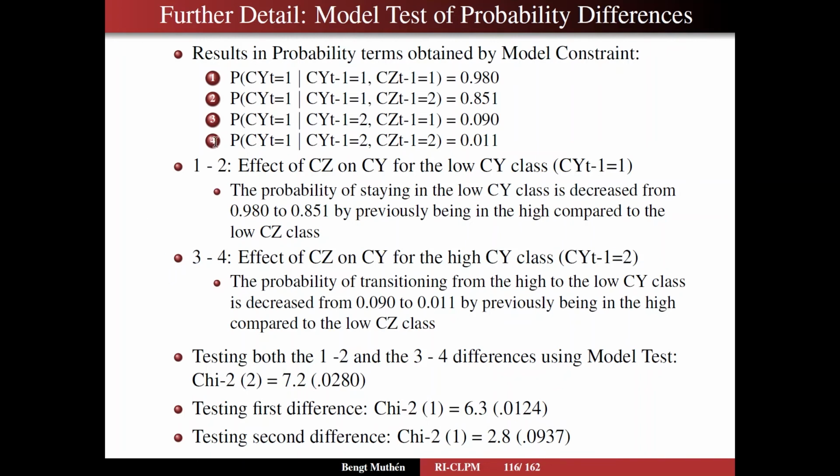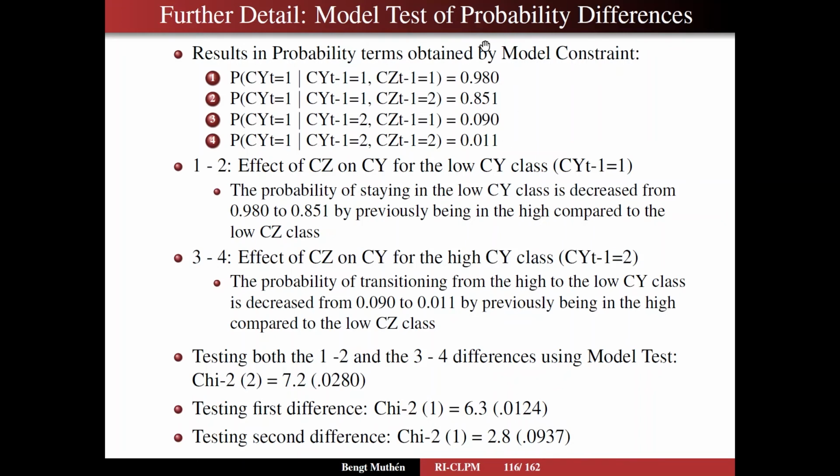And then you can compare 3 and 4, where you look at Y being in class 2, the high class at the previous time point, and what the probability is to move to the low class for Y, from 2 different starting points for the Z class, 1 or 2. So the effect of Z on Y for the high Y class, that is class Y at t minus 1 equals 2, those two values here: the probability of transitioning from the high to the low CY class is decreased from 0.09 to 0.011 by previously being in the high compared to the low class. So if you're in the high class here, you have a lower probability of moving from the high Y class to the low Y class. So that makes sense.